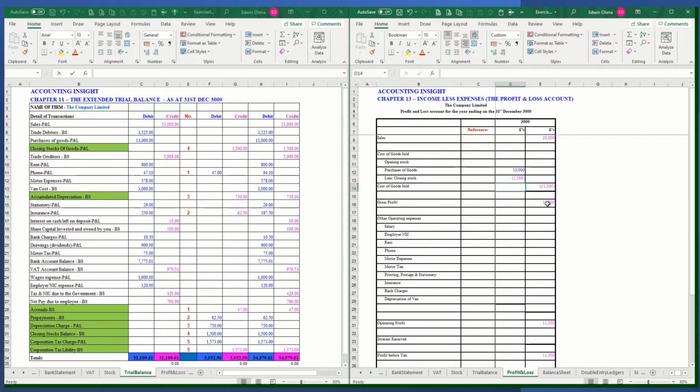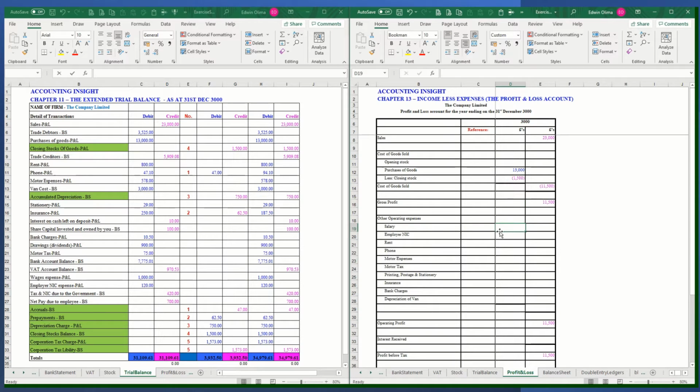11,500. And in here I've got a formula that deducts 11,500 from the sales value made, and that gives us the gross profit of our trading for the year. So this company made a gross profit of 11,500. We then continue to other operating expenses and we fill those in.